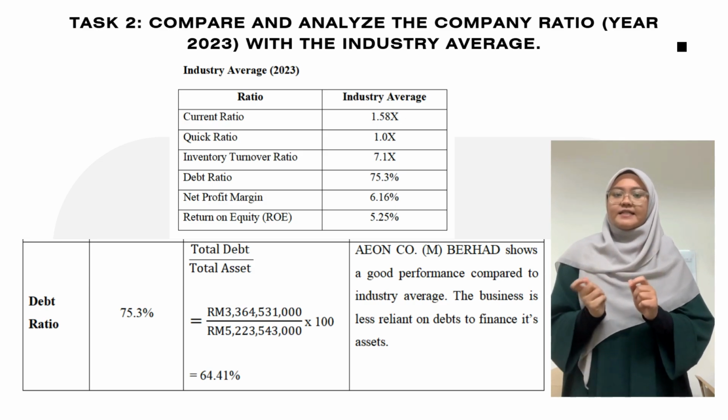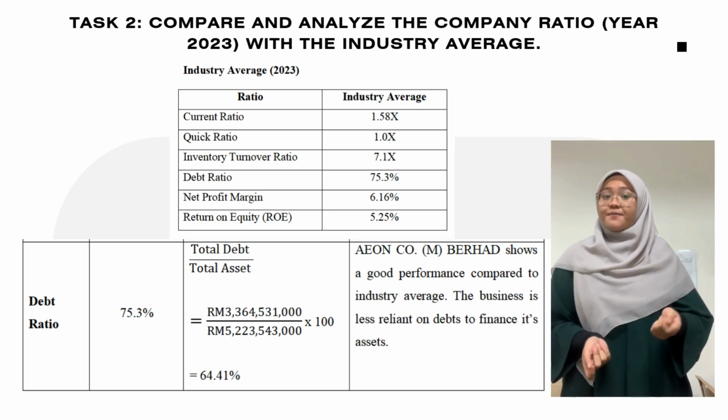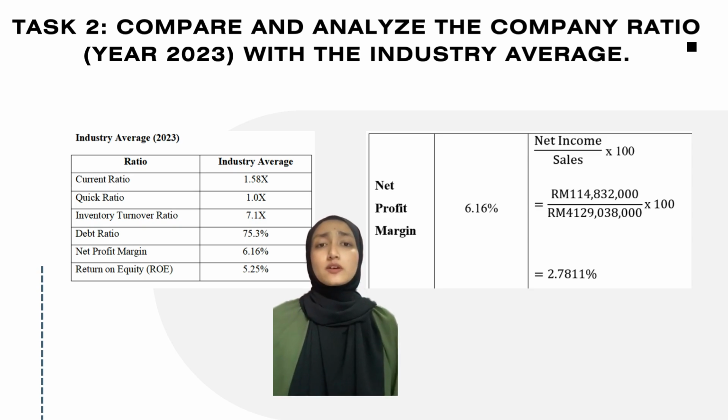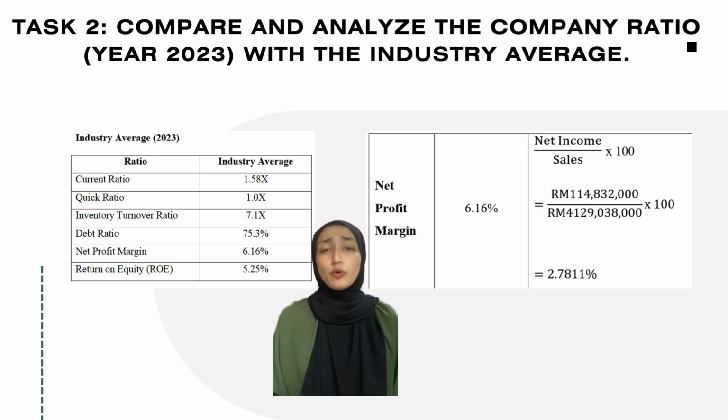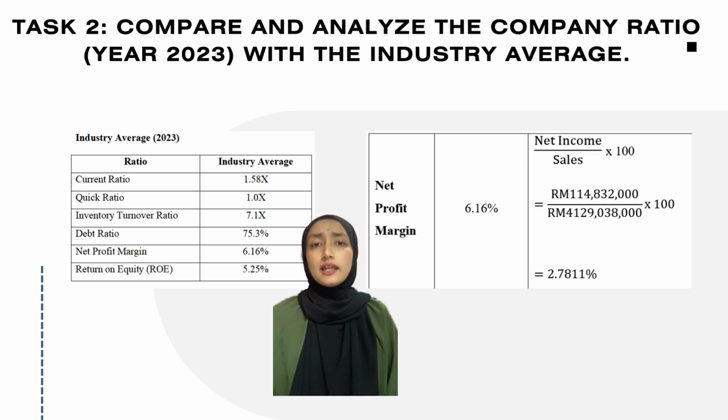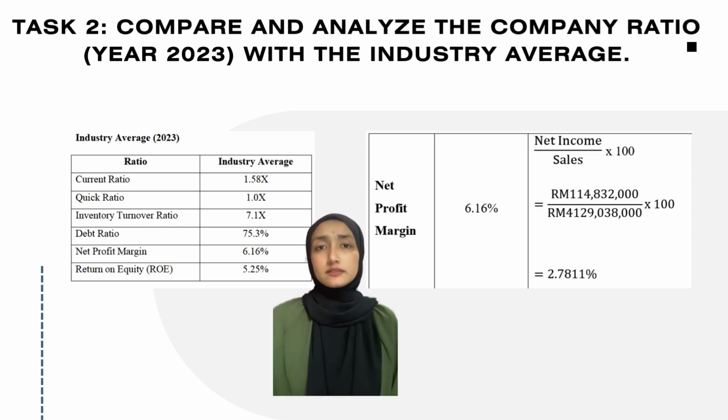This means that the business is less reliant on debts to finance its assets. Task 2 is to compare and analyze the company ratio for year 2023 with the industry average. Given the industry average for net profit is 6.16%, the net profit for the year 2023 is 2.7811%. The analysis for this ratio is Aeon Co Berhad shows a bad performance compared to the industry average. The business is less profitable as compared to the industry. It earns 2.78 cents net profit for RM1 of sales.